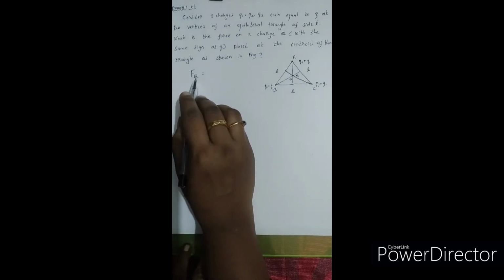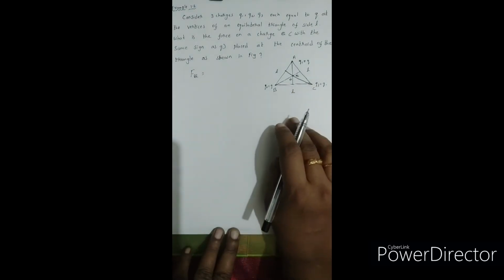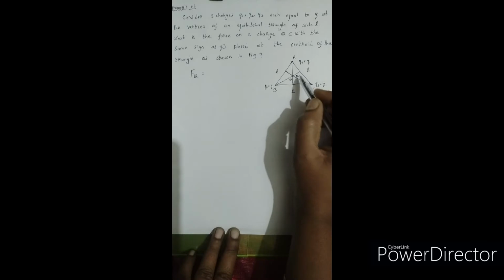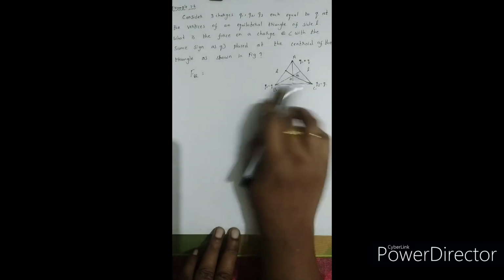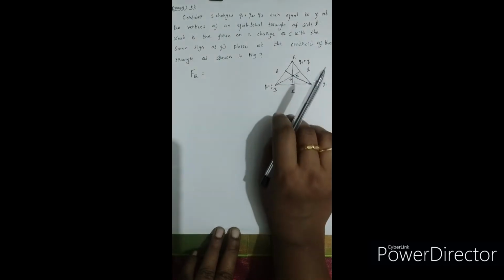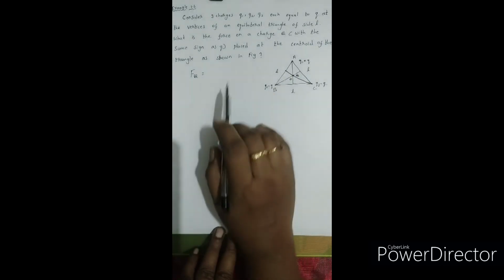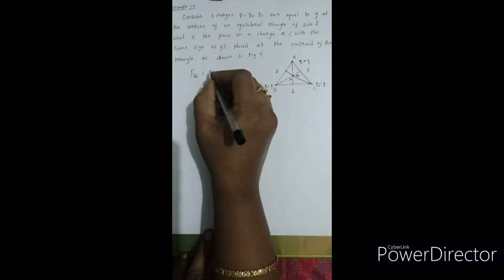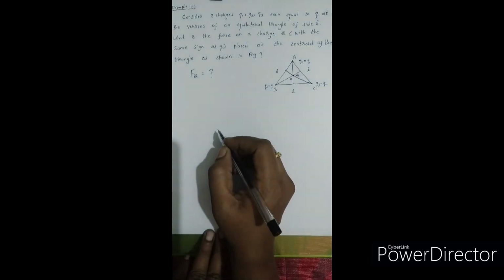And where is this capital Q? This capital Q charge is placed at the centroid of the triangle. So this point will be the centroid of the triangle, and let that point be O. At the point O, we have placed another charge capital Q, and this capital Q has the positive sign, same as the other three charges. So other three charges are of positive sign, so this capital Q is also positive. Now what are we going to do? We are going to calculate the total force on charge Q.